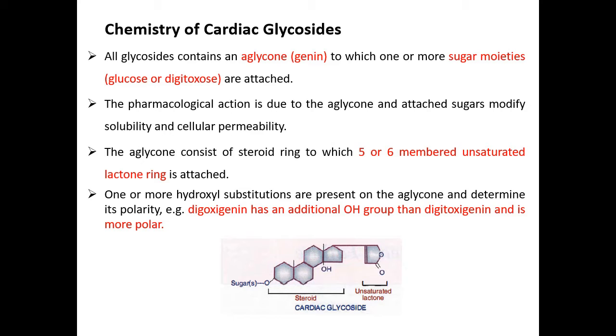In some cardiac glycosides, on the 12th position, there is an attachment of one more hydroxyl group. This hydroxyl group increases the polarity of the cardiac glycoside. For example, in digoxin, there is a hydroxyl group on the 12th position when compared to digitoxin, in which there is a hydrogen atom at this position. That makes digoxin more polar compared to digitoxin.